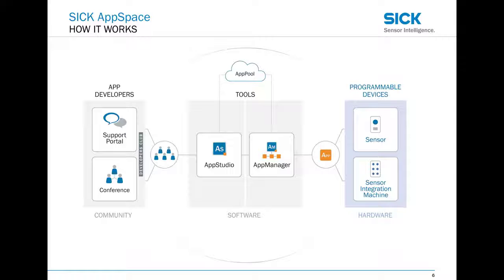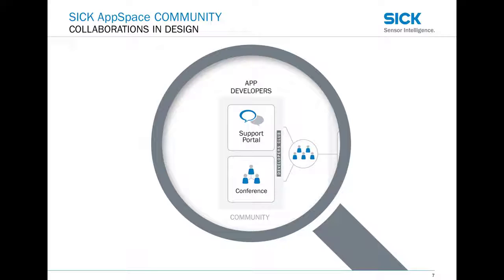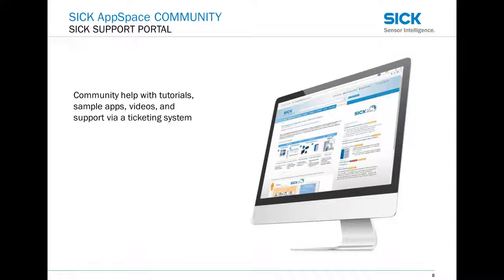ZIC AppSpace comprises three connected components: programmable hardware, software tools, and the developers community. Membership in the community offers many advantages for customers. Through the ZIC support portal, members have access to software updates and sample apps. Moreover, they can use the ticket system to get support from skilled partners who can support by email or even via remote access. Finally, the support portal provides trainings and materials such as tutorials, release notes, and answers to FAQ.